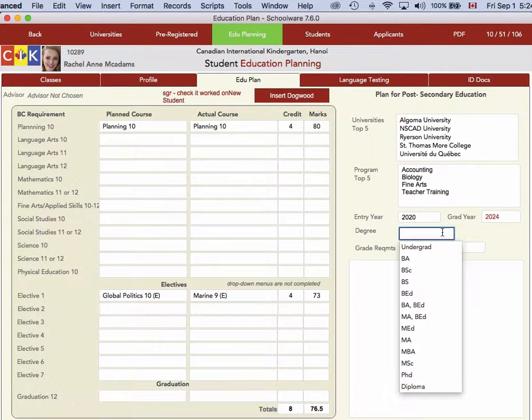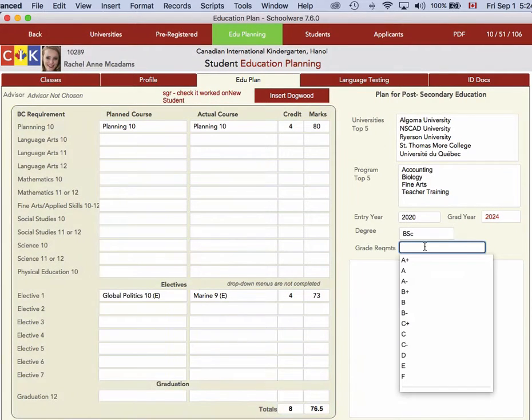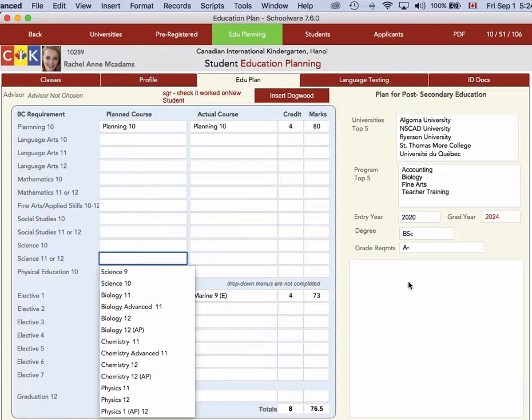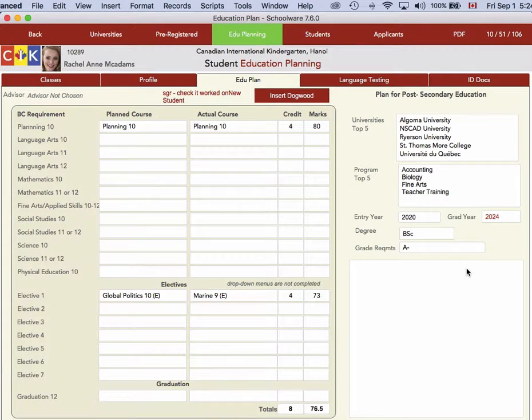And then you can look for what type of degree they're after, a Bachelor of Arts, a Bachelor of Science, and the grade requirements. There are programs that require a higher grade. And this is for notes for the teachers. So it's a way of getting a plan for the students so they know where they're going and can keep working on it.